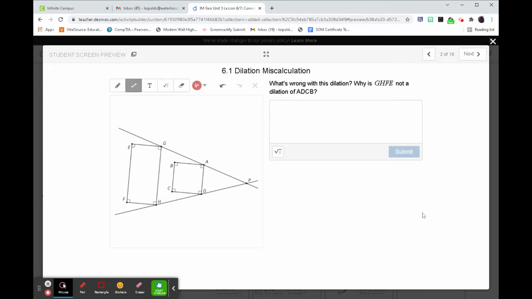Well, one thing we're going to do is take a look at some miscalculations. What's wrong with this dilation? When you look at this, you see that GHFE is not a dilation of ABCD. And hopefully you go, well, obviously it's not. One is a square and the other one's a rectangle. But how do we explain that?